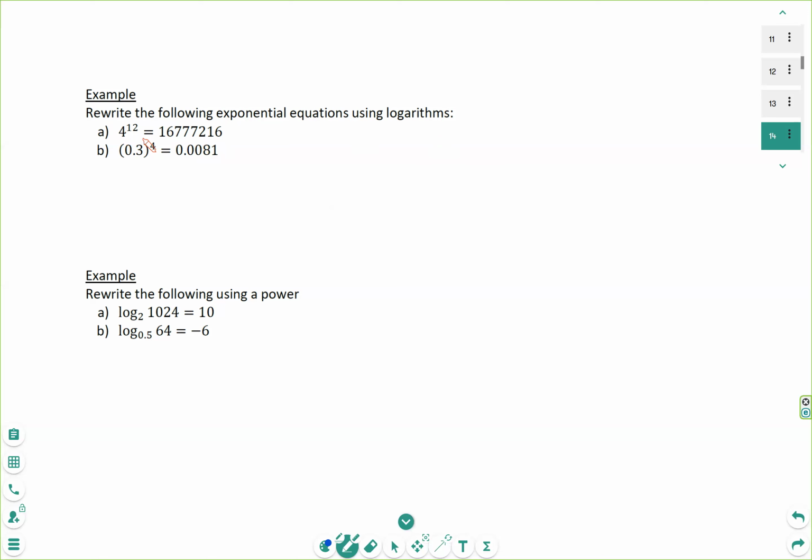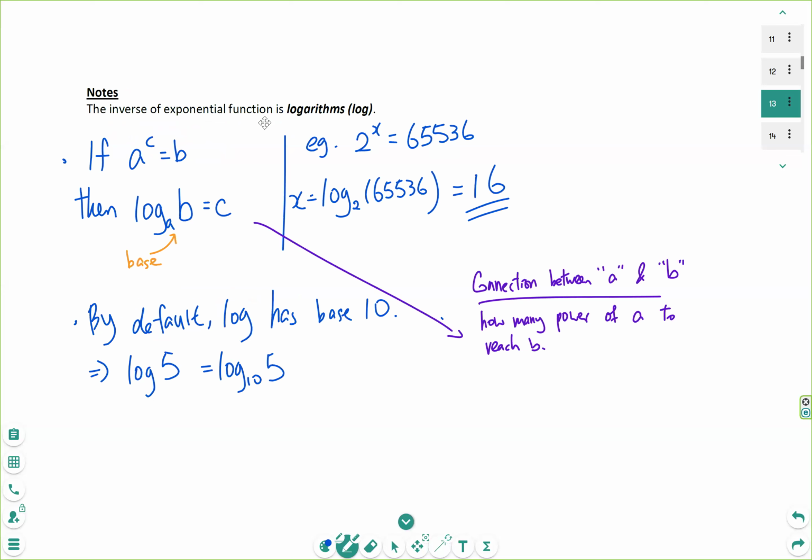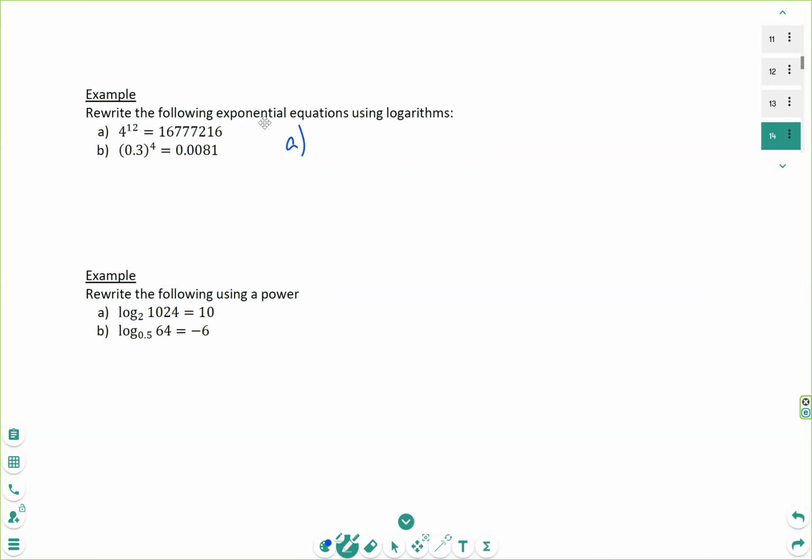16,777,216. So question A, what we can do is, if you compare to the previous one, log base 2 of 65536, we can rewrite as 2 to the power of x equals 65536. So in here, we can write log base 4 of 16,777,216, and that equals 12. So a to the power of c equals b. Therefore, log base a of b equals c. So that's the rule we'll be using.